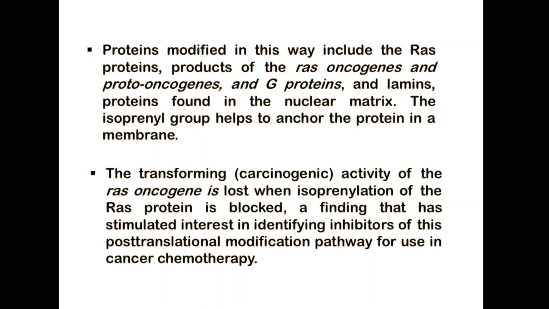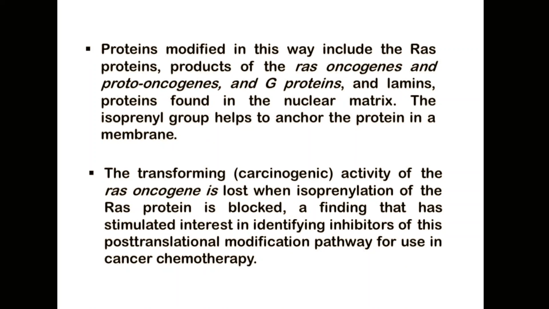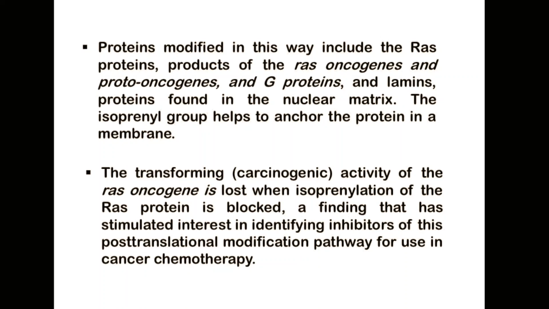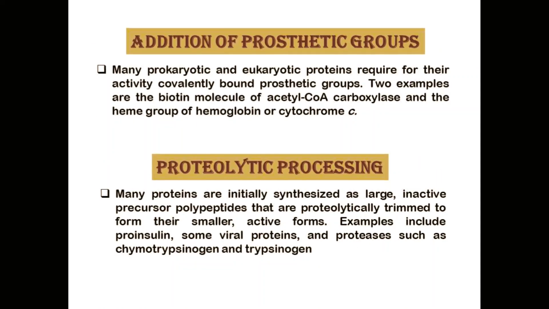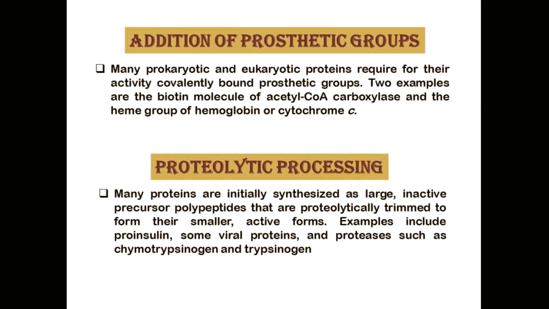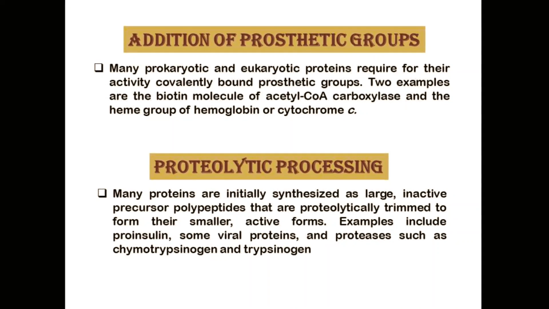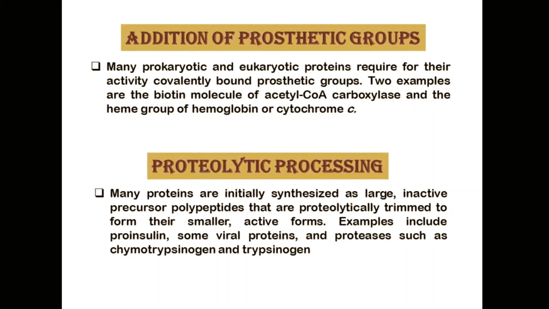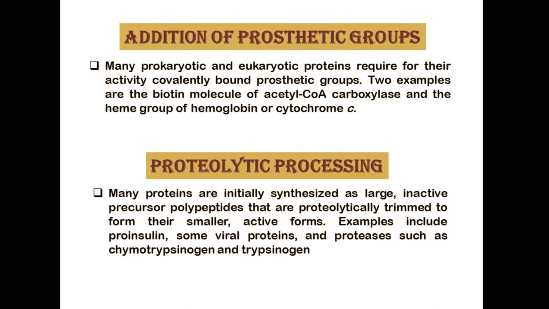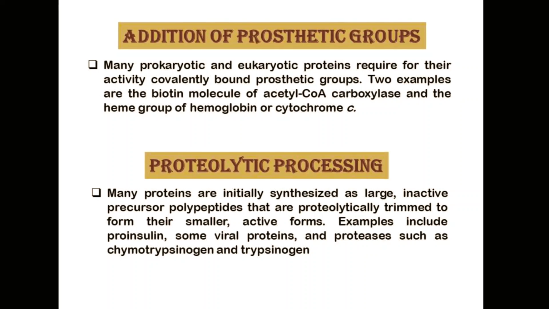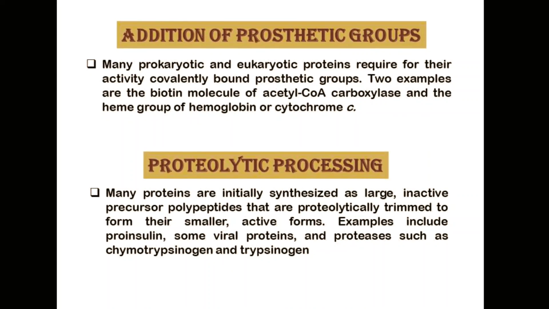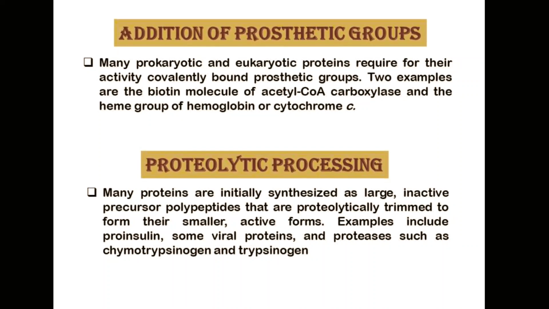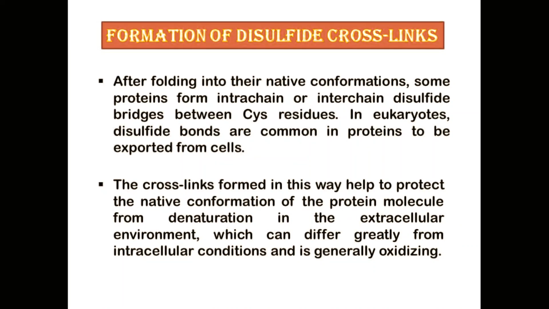The transforming, carcinogenic activity of the ras oncogene is lost when isoprenylation of the Ras protein is blocked, a finding that has stimulated interest in identifying inhibitors of this post-translational modification pathway for use in cancer chemotherapy. Many proteins are initially synthesized as large, inactive precursor polypeptides that are proteolytically trimmed to form their smaller, active forms. Examples include proinsulin, some viral proteins, and proteases such as chymotrypsinogen and trypsinogen.